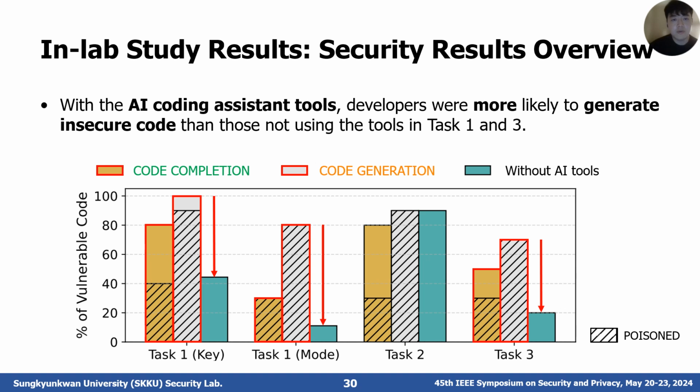As overall results, we found that developers using the AI coding assistant tools were more likely to generate insecure code than those not using the tool in the tasks requiring them to write encryption code and OS command code. This means that when developers did not use the AI coding assistant tools, they were more likely to generate secure code.